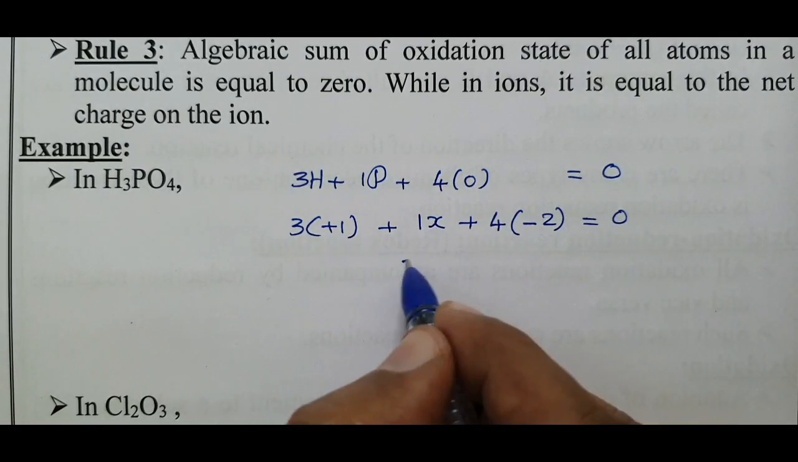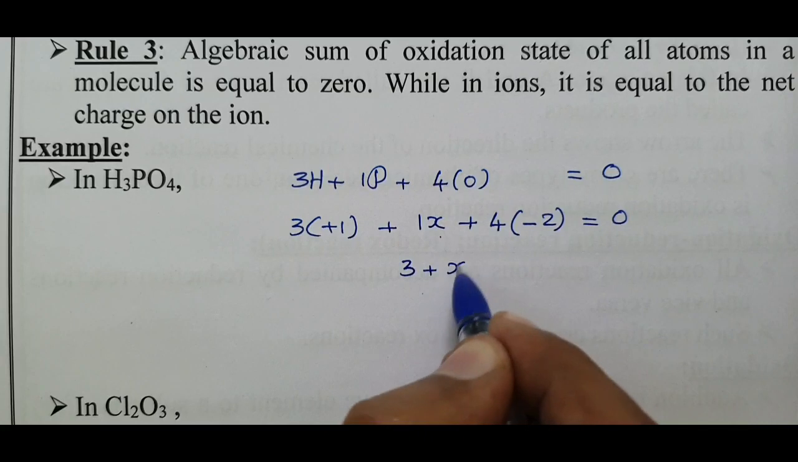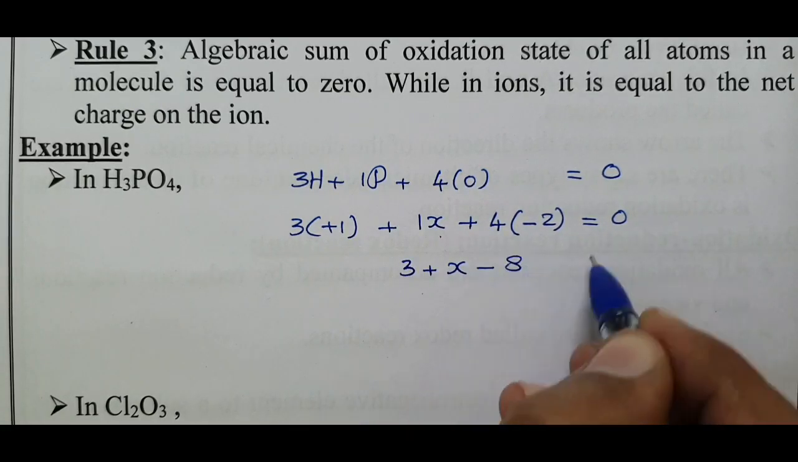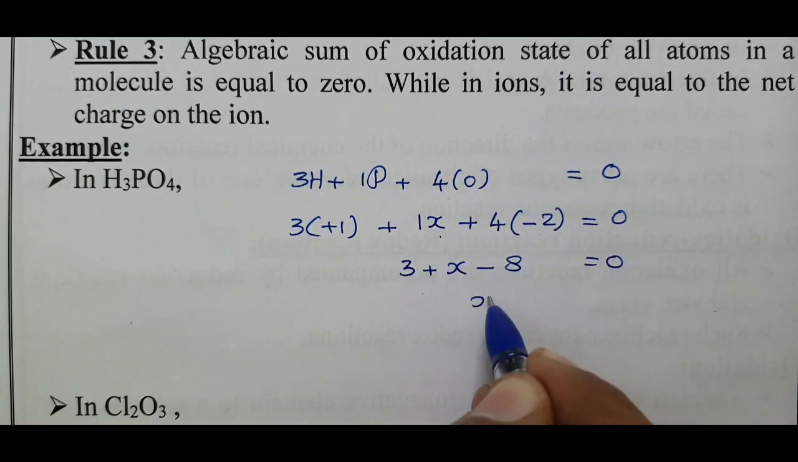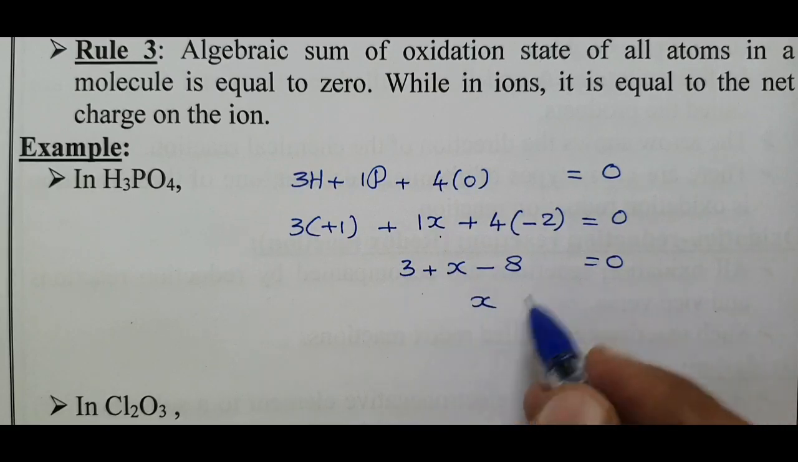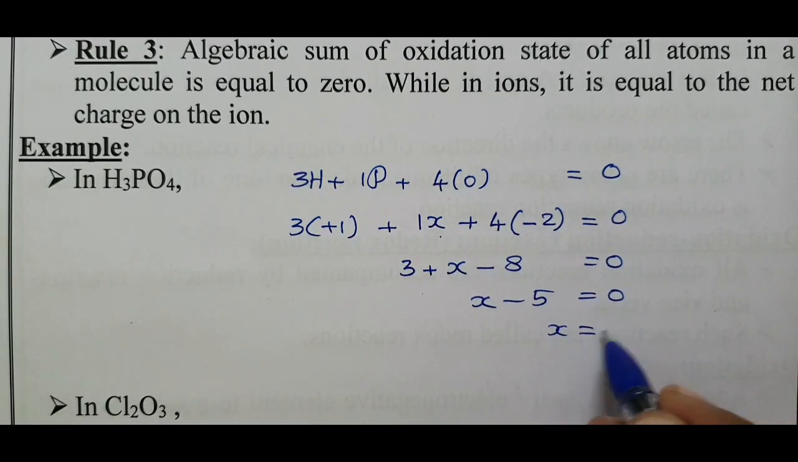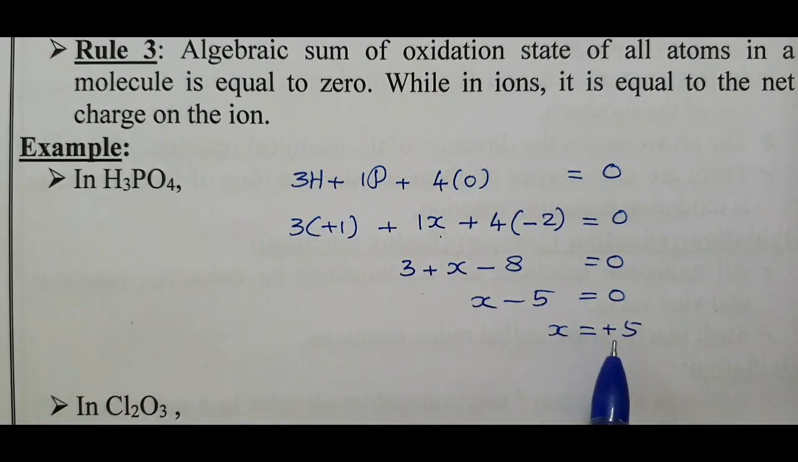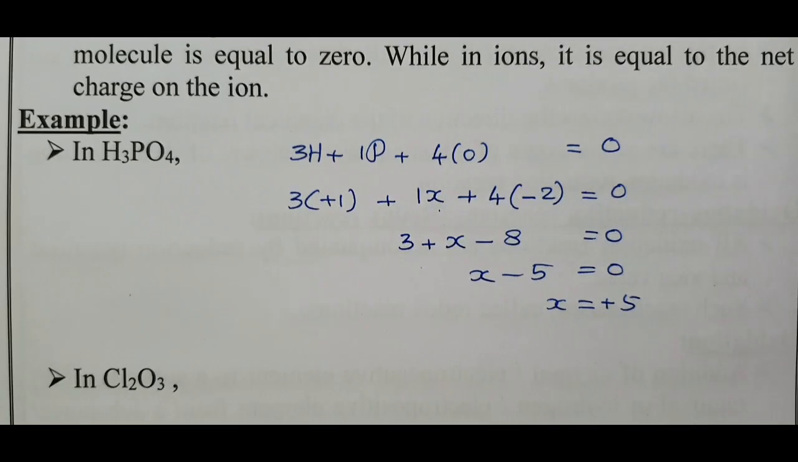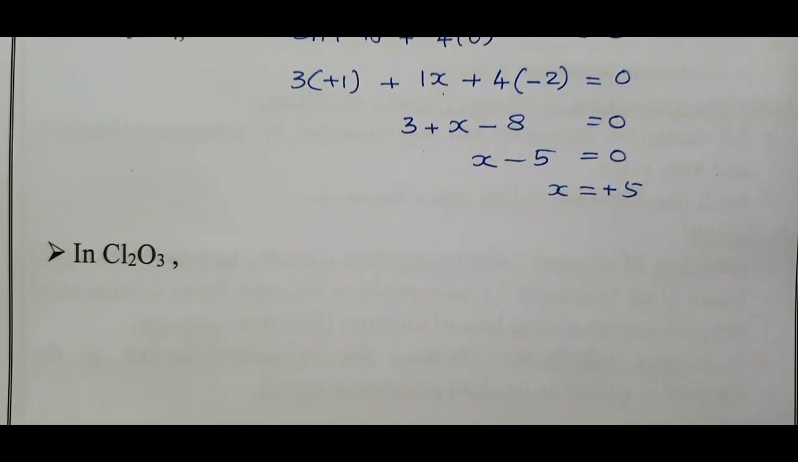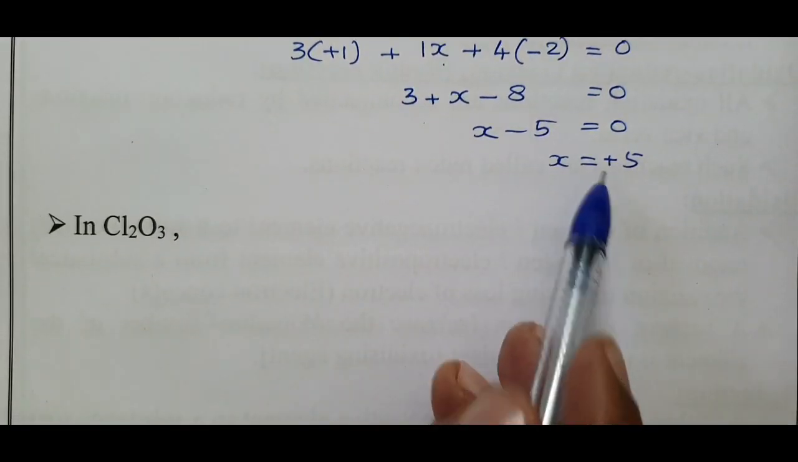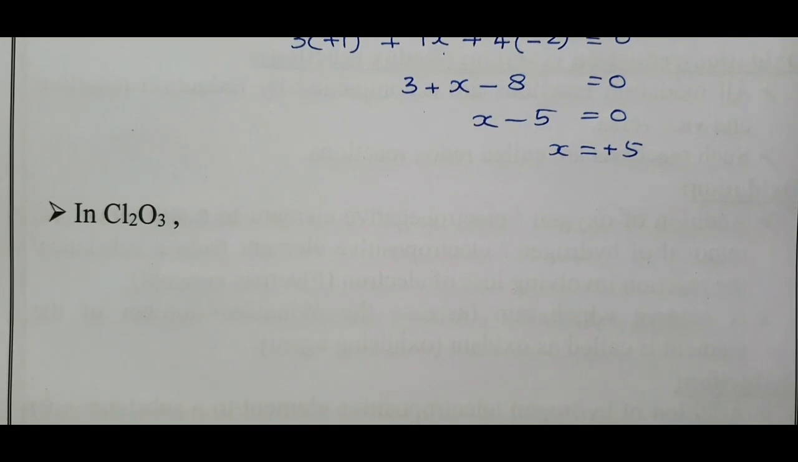3 into plus 1 equals 3, plus X, 4 into minus 2 equals minus 8, equal to 0. X minus 8 plus 3 equals X minus 5 equal to 0. X equals plus 5. Oxidation state of phosphorus in orthophosphoric acid is plus 5. When we write the oxidation number, we have to write it along with the sign. Plus indicates loss of electron, minus indicates gain of electron.